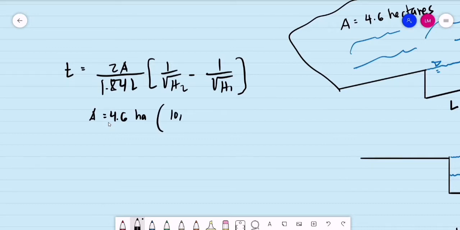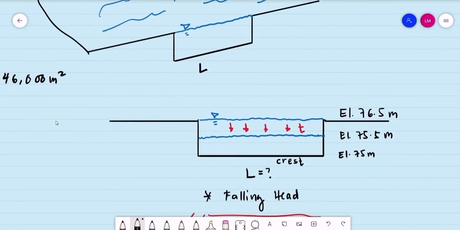This is multiplied by 10,000 square meters is to 1 hectare. So yung area na to is 4.6 times 10,000, that is 46,000 square meters. Ano naman yung ating initial head? Okay, yung initial head, yun yung height ng liquid above the crest. Yung height ng tubig above the crest. So that is basically 76.5 minus 75, yun yung ating head number 1. So 76.5 minus 75 is 1.5 meters.